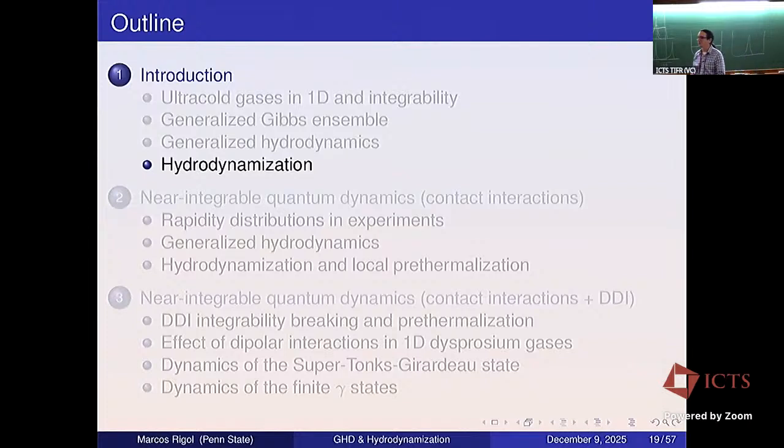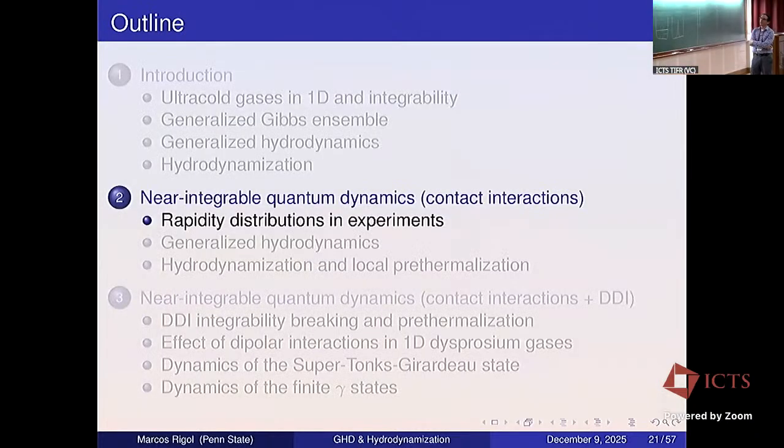Okay, good. So now I told you about the experiments, right? They motivated this understanding. They saw that there was no thermalization. They also saw that you could describe the equilibrium properties using the Lieb-Liniger model. But recently there's been a big development in the field, and it has to do with the measurement of the rapidity distribution.